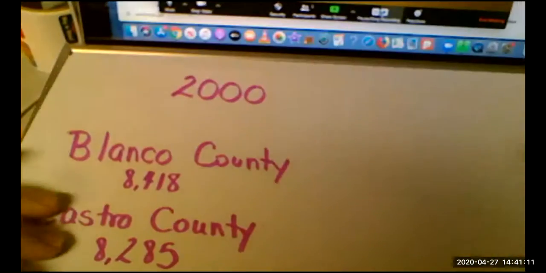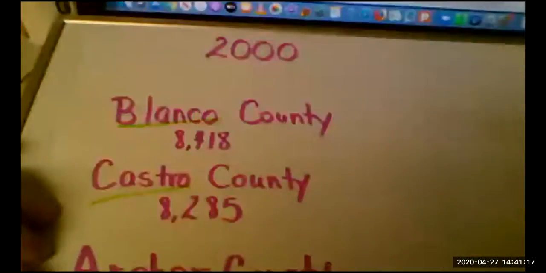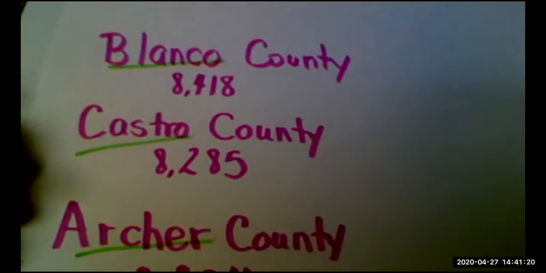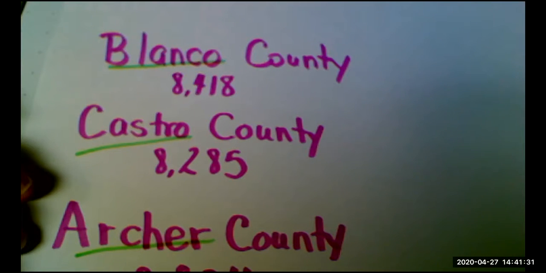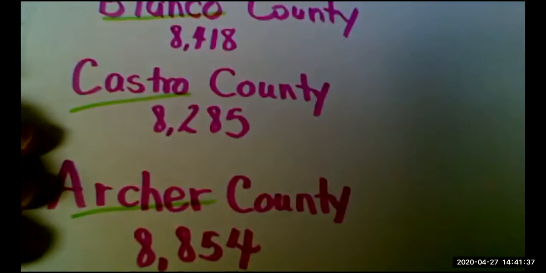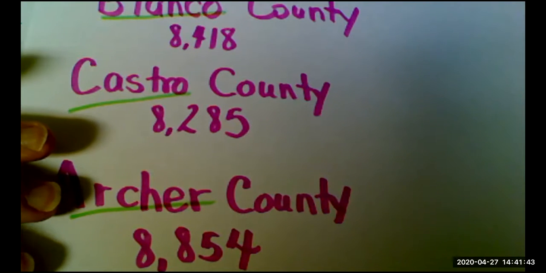Let's look at B. Here we have the name of 3 counties: Blanco County, Castro County, and Archer County. Let me move the camera. Now, you might have heard about the census. The national government is doing a census to find out how many people are living in our country and how many people live in each state and each county. Well, these 3 counties have their populations written underneath, and we need to put these counties in order from the least population to the greatest.